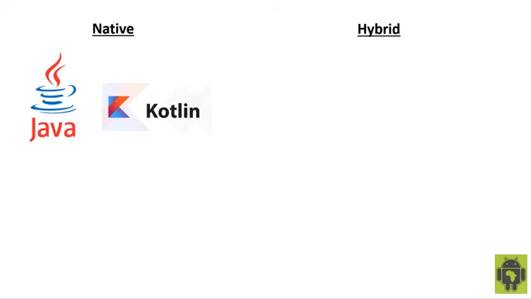So for hybrid apps, we have Flutter. Flutter is Google's open source UI software development kit. It makes use of a programming language called Dart, that is a programming language developed and maintained by Google. Flutter is very amazing, and statistics and many people are saying Flutter is the best framework for hybrid apps.